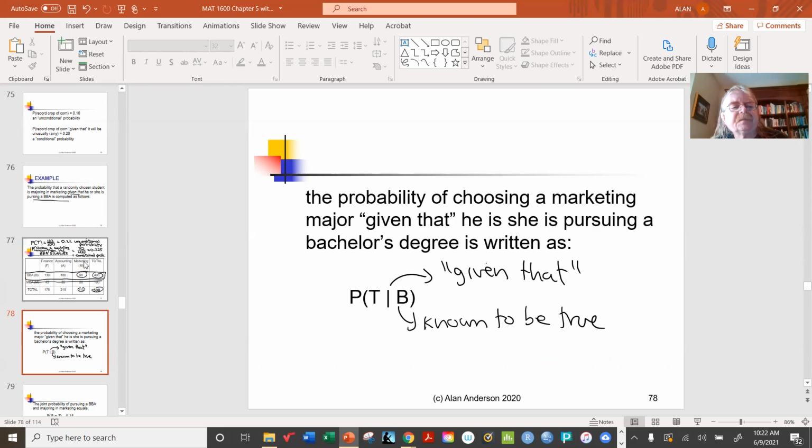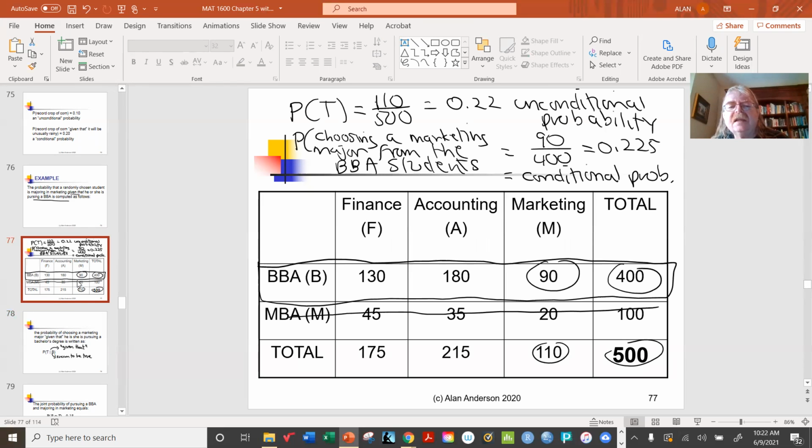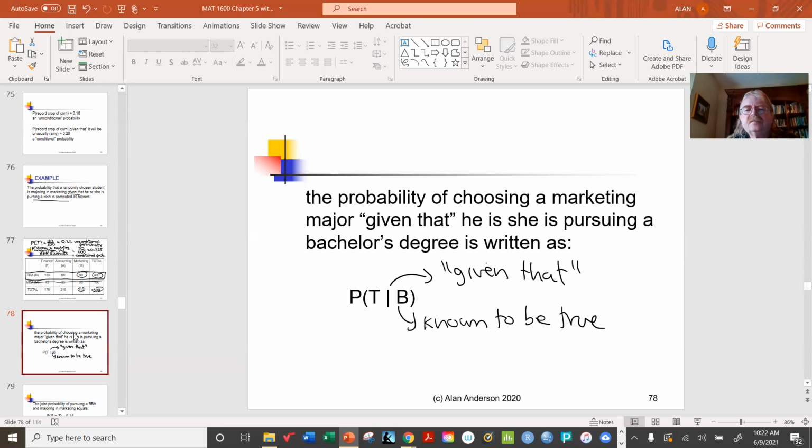Now we've already seen that number is 90 out of 400, or 0.225. Now, here's where it gets interesting. What exactly did I do? I looked this up in the table, but there's actually a formula I can use that will do this just as easily. And if you look at these very carefully, this could be rewritten as 90 out of 500 divided by 400 out of 500.